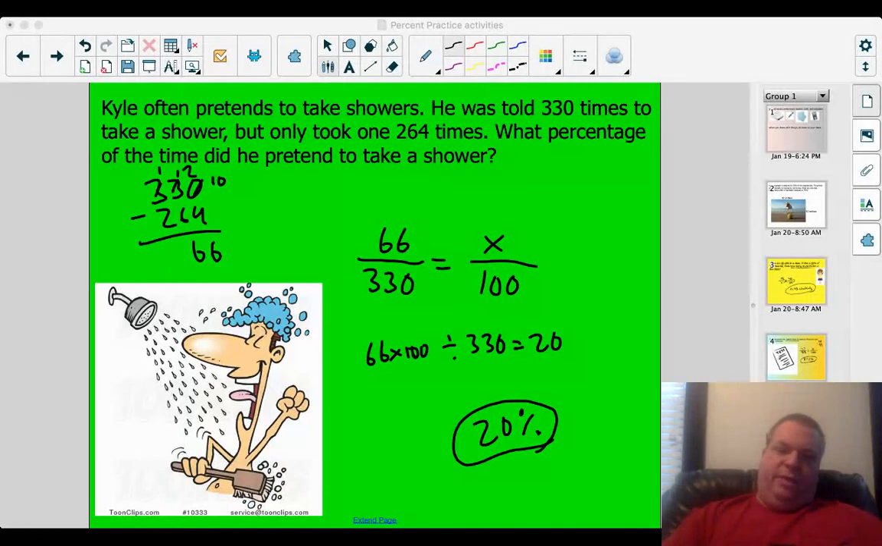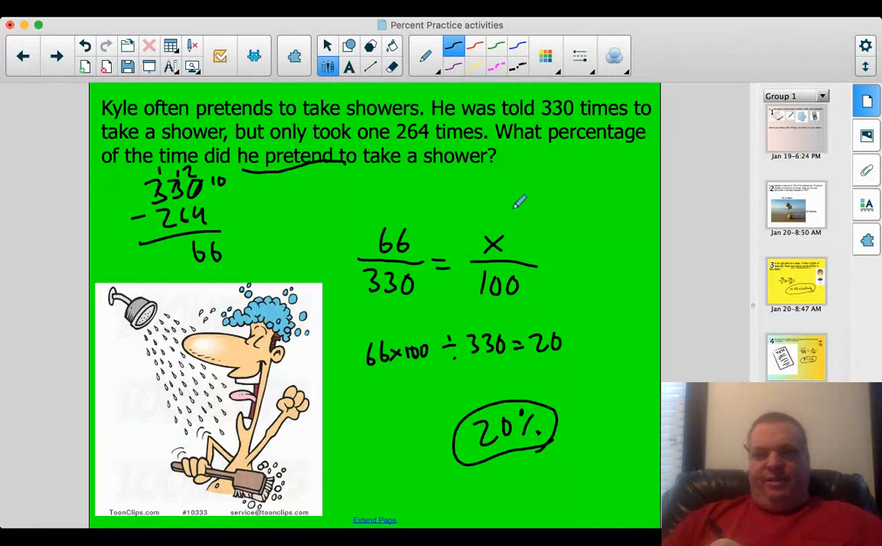Okay, hopefully you got an answer of 20. Now you might have gotten an answer of 80 if I fooled you and you didn't quite read this closely enough. So let's see what it tells us. We're trying to find the percent he pretended to take a shower. So if this is the percent he's pretending to take a shower, this needs to be the number of times he pretended to take a shower. Well, it says he was told 330 times. He took a shower 264 times.